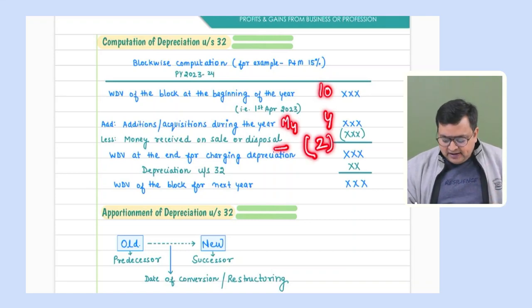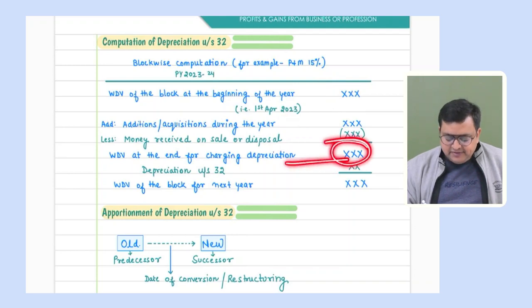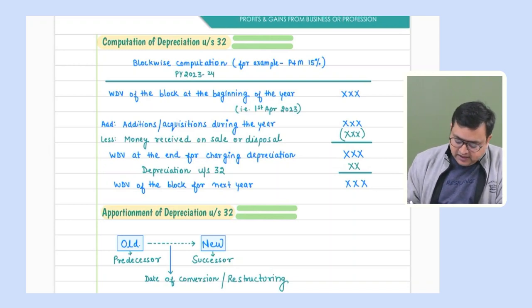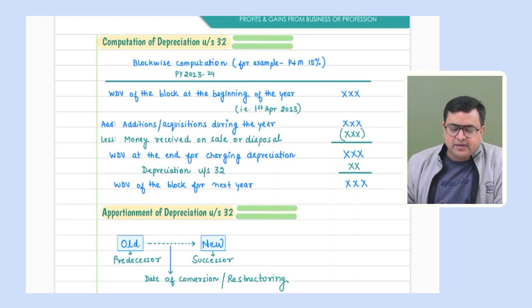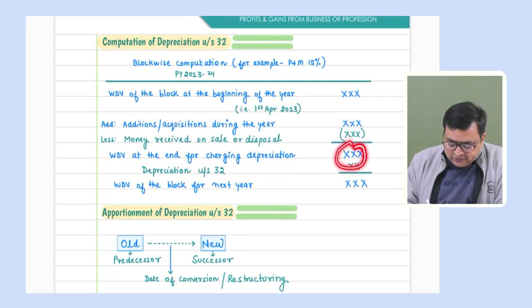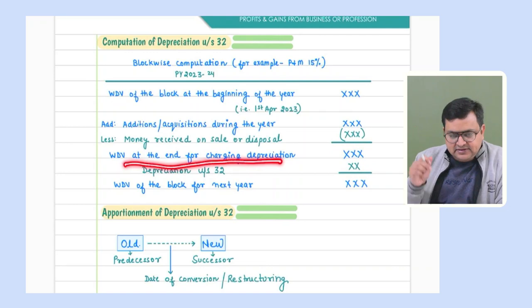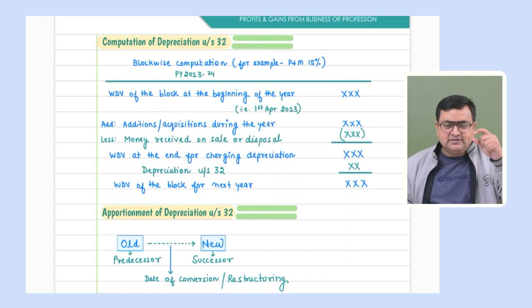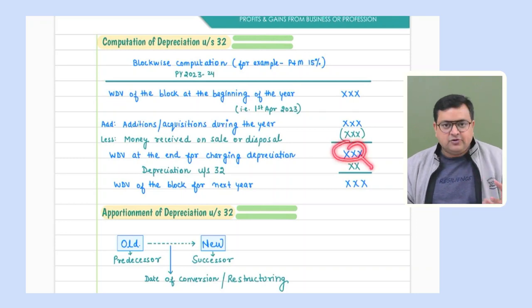So this is the method, and then you will get WDV at the end for charging depreciation, right? And then you will charge depreciation as per section 32. Now, first of all, when you will be charging depreciation, you have to ask a question from yourself. This closing value, WDV at the end of the year for charging depreciation, how have you received it? Opening value plus additions minus money received on sale. So this is the WDV at the end. Now you have to charge depreciation. But at the time when you are charging depreciation, please ask some questions from yourself.